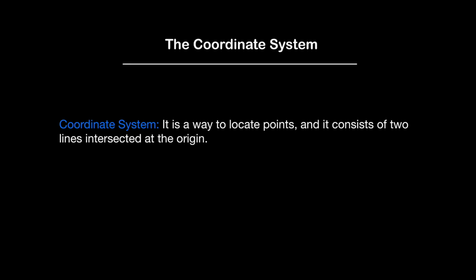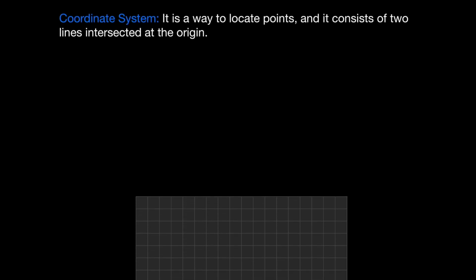In this lesson, we're going to learn how to draw the coordinate system. The coordinate system is really a way to locate points, and it usually consists of two lines that intersect at the origin. This is a grid, and I'm going to show you how to draw it.